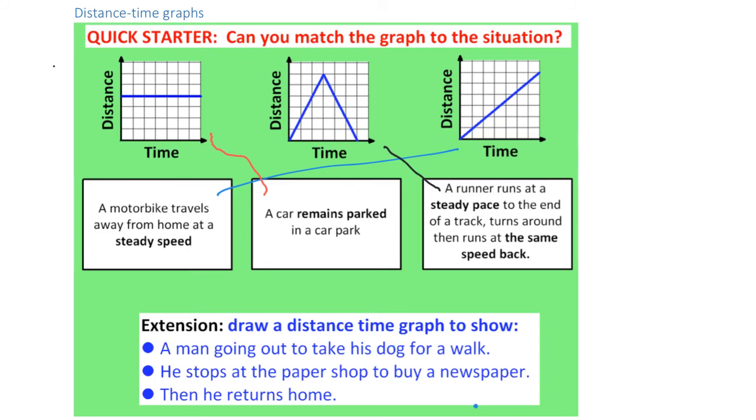The extension: draw a distance time graph to show a man going out to take his dog for a walk. So he's going to walk steadily for some time. His distance from home is going to increase, and then he's going to stop at a shop. He then will take a while to buy his newspaper. So his distance is not going to change. And then he will return home again. So the line should return home. Obviously, if the dog has to stop for any business, there will be a further horizontal line. But since we're not told any of those details, we assume the dog was well behaved.